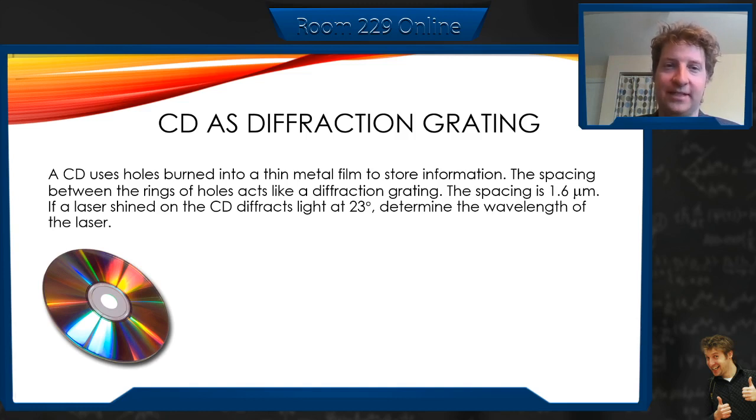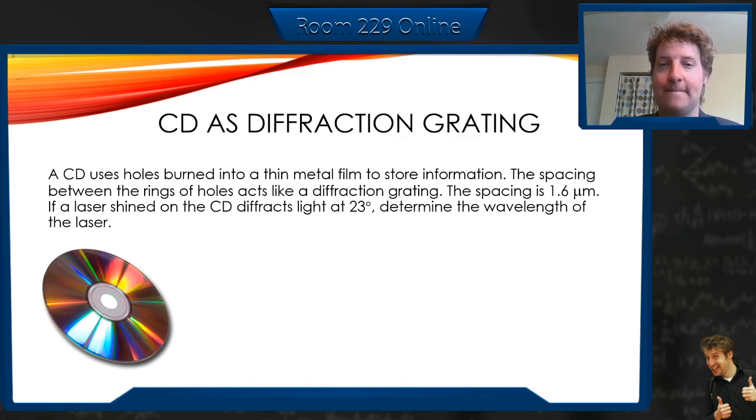And because all these rings are very closely spaced, they're actually spaced at 1.6 micrometers, I can use it as a diffraction grating. That's why CDs or DVDs or Blu-rays actually have this rainbow pattern on them from the white light that's hitting them. It's this diffraction grating made up of all these rings, and it spreads the light out. It disperses the colors. But we can actually use this to calculate things like the wavelength of a laser.